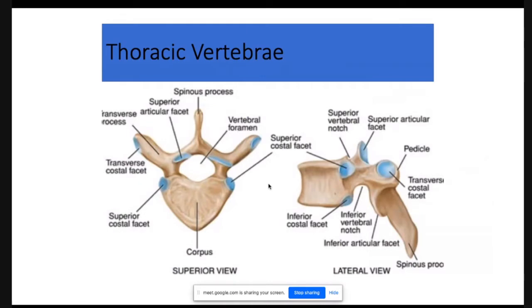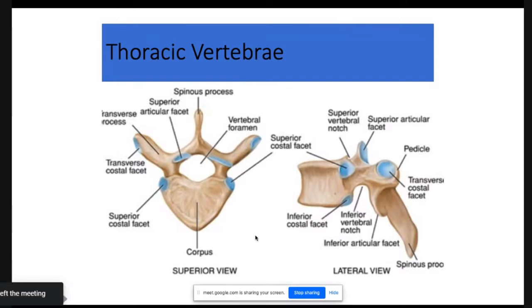When we come to the thoracic vertebra, the body of the thoracic vertebrae is quite large, and it is considered to be the most stable among the vertebrae because it is not so mobile. There are articular facets which connect to the adjacent vertebrae, and in the center we have the vertebral foramen where the spinal cord passes, and we have the superior costal facets, meaning the facets which attach to the ribs.